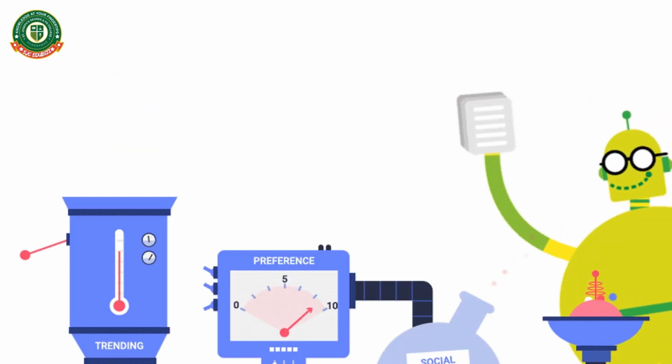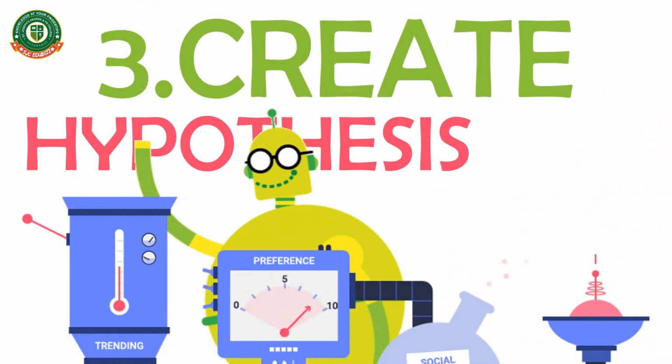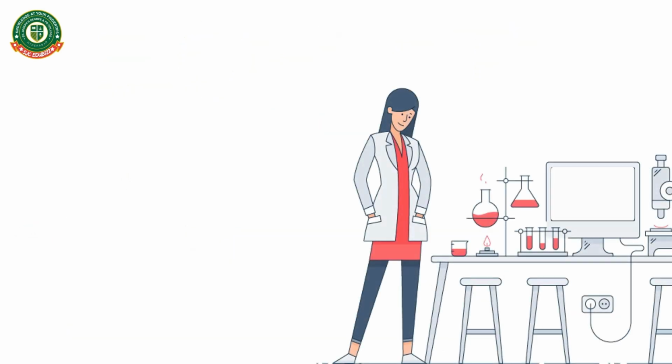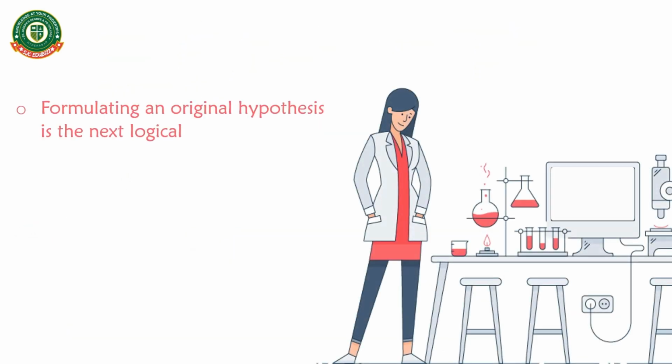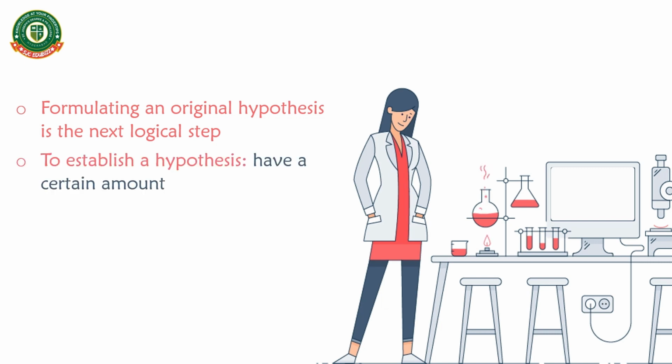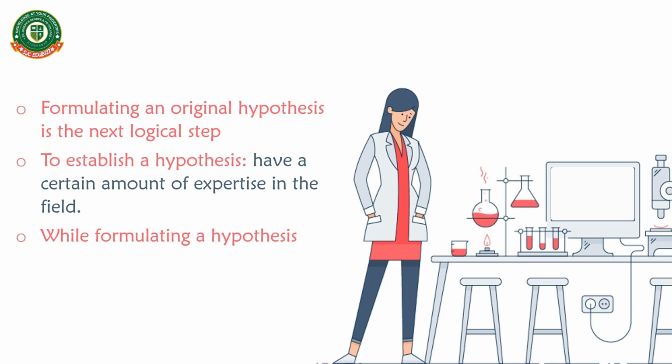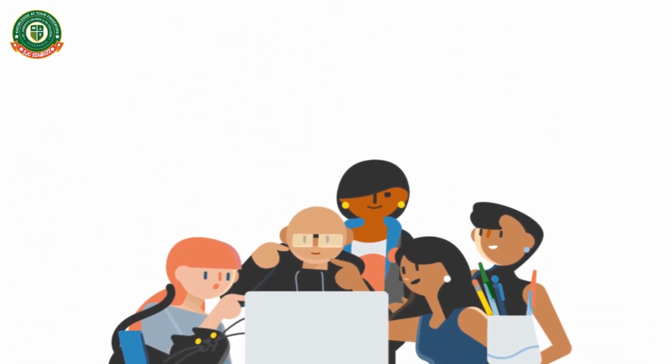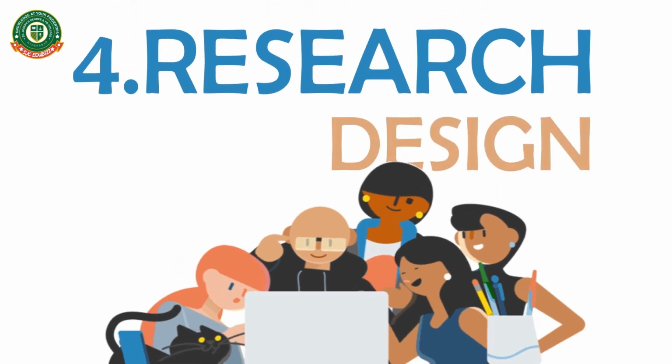Step 3. Create hypotheses. Formulating an original hypothesis is the next logical step after narrowing down the research topic and defining it. To establish a hypothesis, a researcher must have a certain amount of expertise in the field. It is important for researchers to make sure while formulating a hypothesis that it must be based on the research topic.